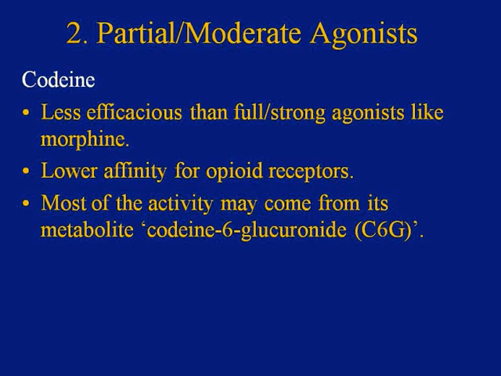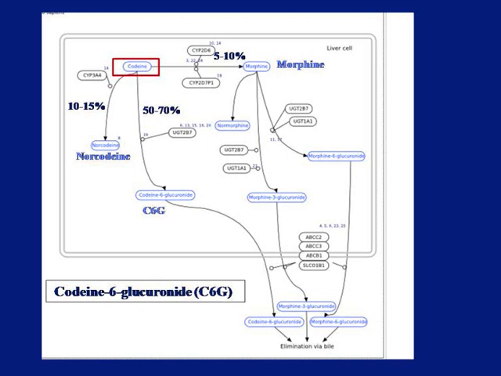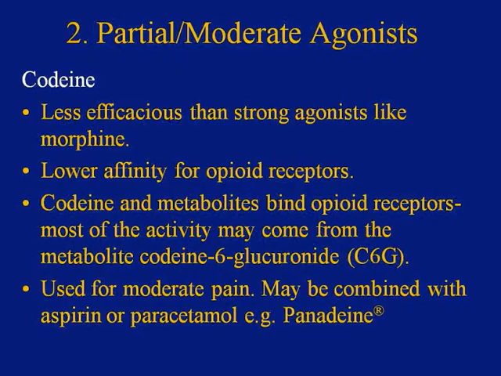Partial agonist is less efficacious than morphine, because it has a lower affinity for the opiate receptors. And also much of its activity could come from its metabolite, codeine 6-glucuronide. You can see here that the 6-CG is the main metabolite. And so codeine is used for moderate pain. As I said, it may be combined with paracetamol in the preparation called Panadine.